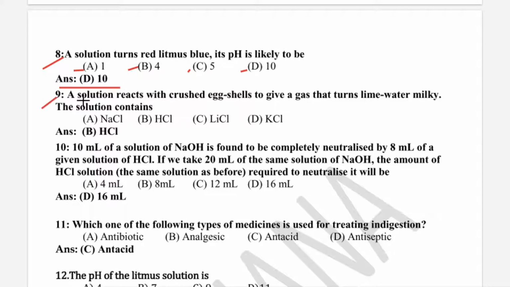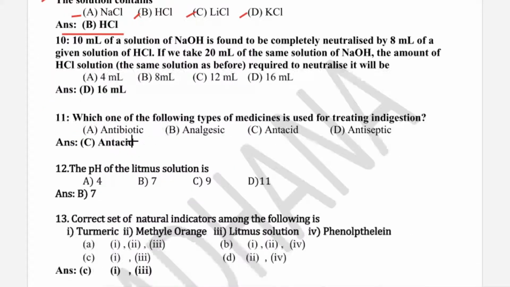Next one. A solution reacts with crushed egg shells to give a gas that turns lime water milky. The solution contains. Options are NaCl, HCl, LiCl, KCl. A solution reacts with crushed egg shells to give a gas that turns lime water to milky. Then the solution contains hydrochloric acid. Option will be here option B, HCl is the correct answer here.